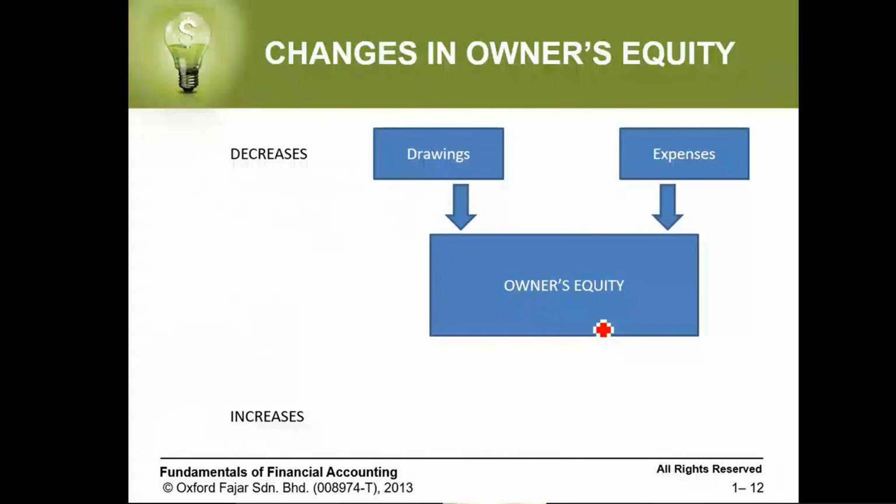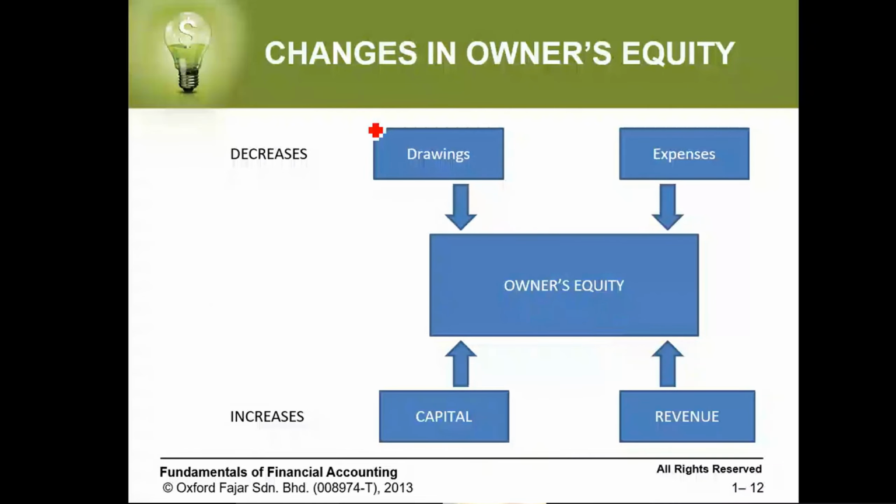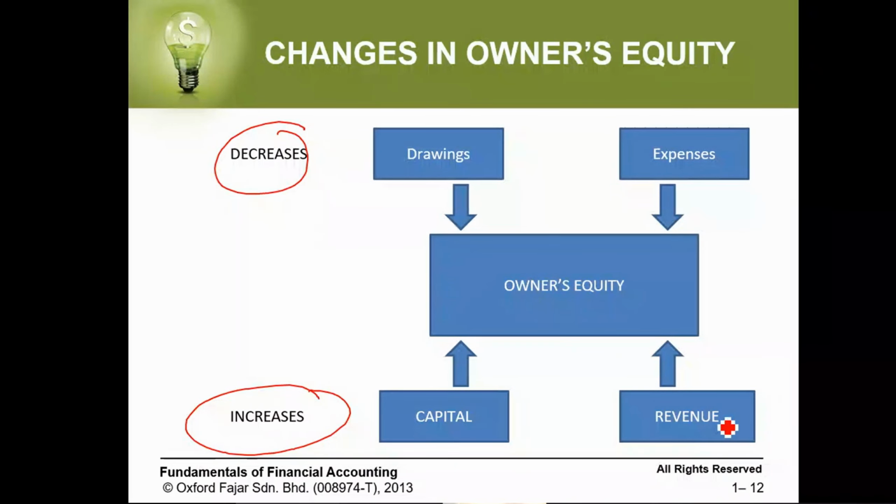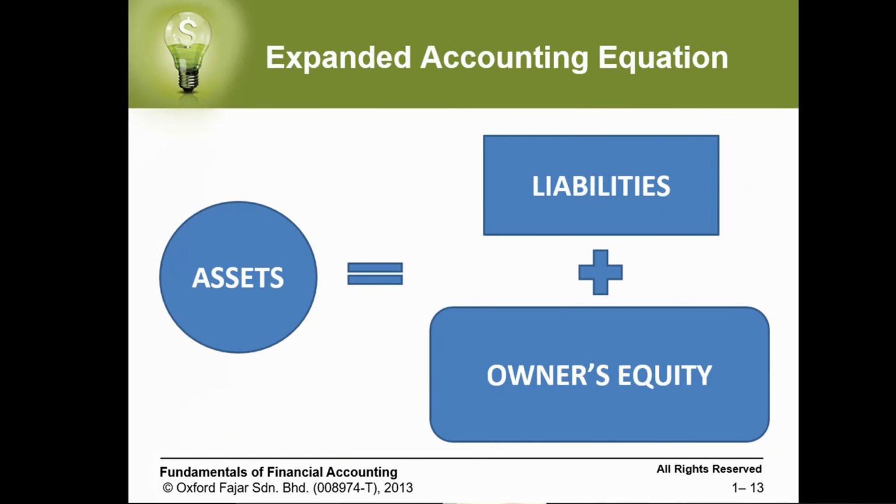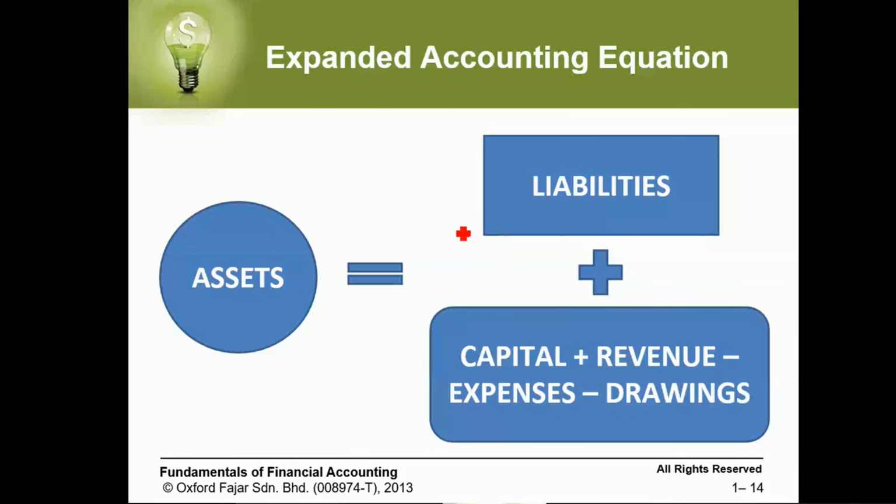Based on that, we have 2 components that are decreasing the owner's equity and 2 components that are increasing the owner's equity. Expenses and drawings decrease owner's equity, while capital and revenue increase owner's equity. So owner's equity is capital plus revenue minus expenses minus drawings.